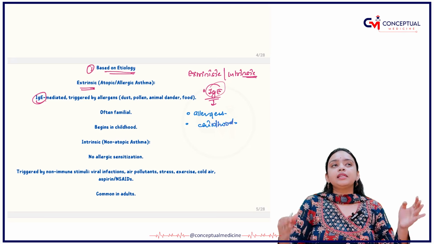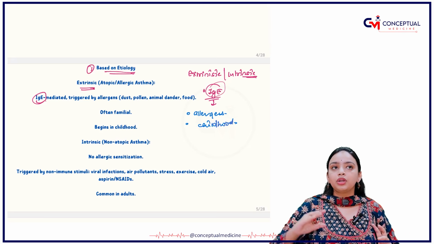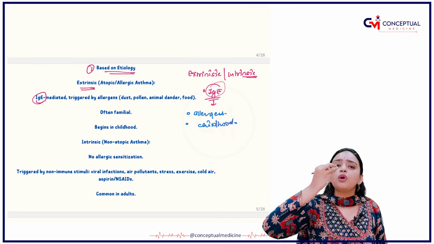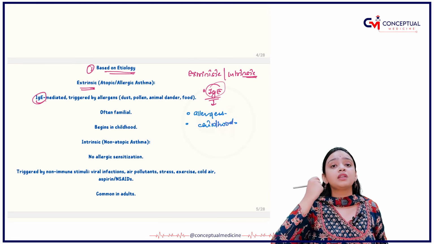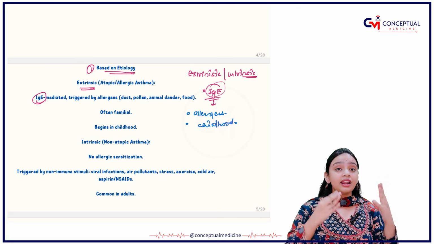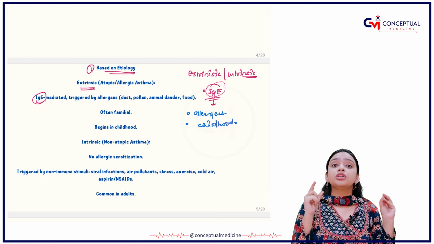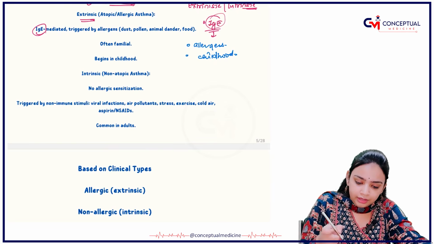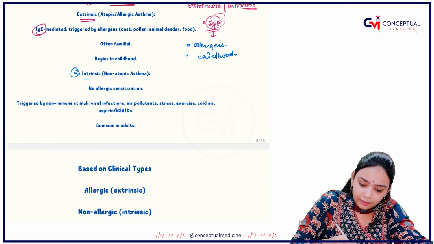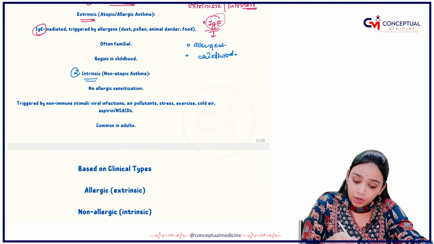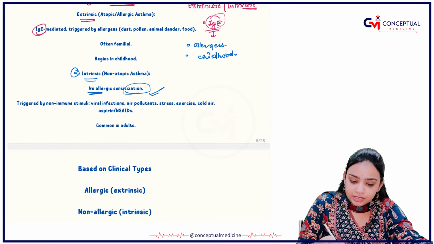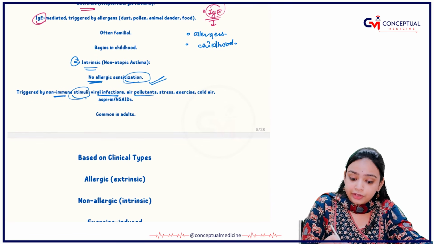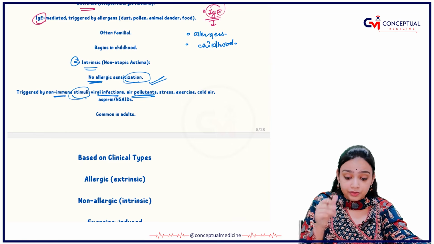So when there are allergens, like say pollens, the patient becomes so hyper responsive. Some patients may start sneezing also, like they are allergic, and in the allergy you have IgE. Okay, then the next thing is the intrinsic one, that is the non-atopic one. It is non-allergic. Sensitization is not required; it is triggered by immune stimuli, viral infections, and air pollutants, right?